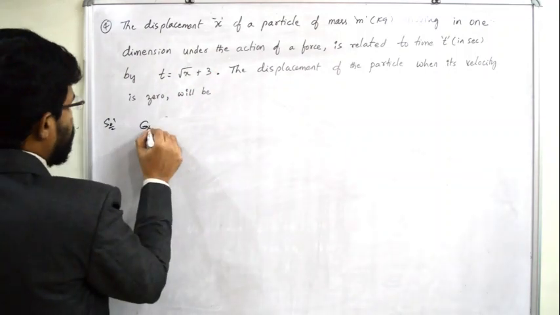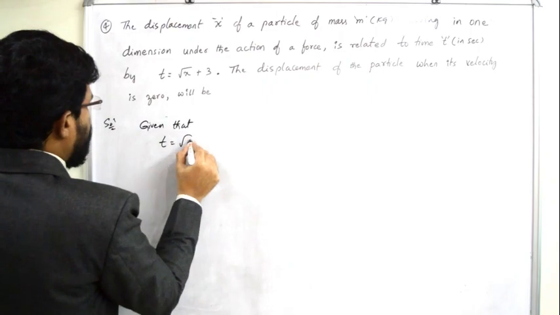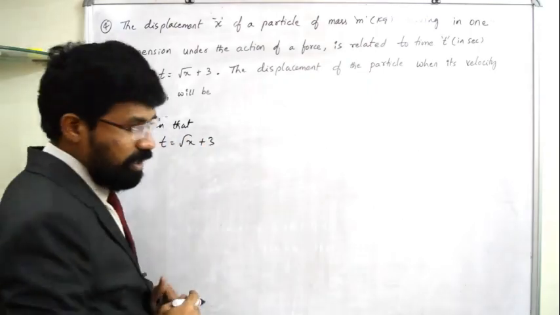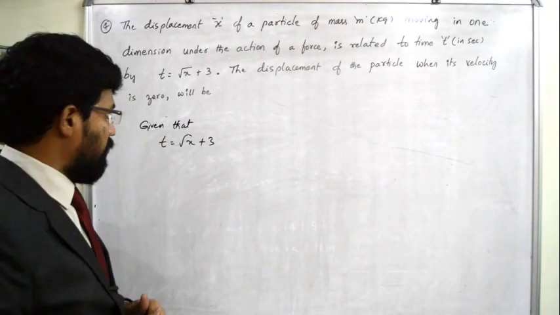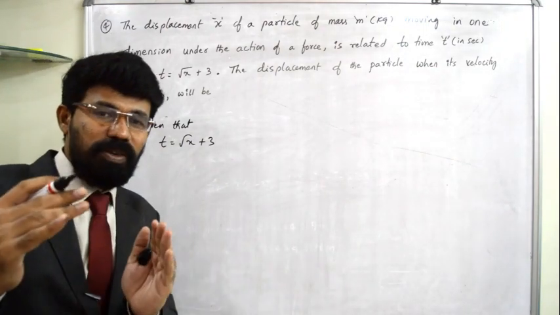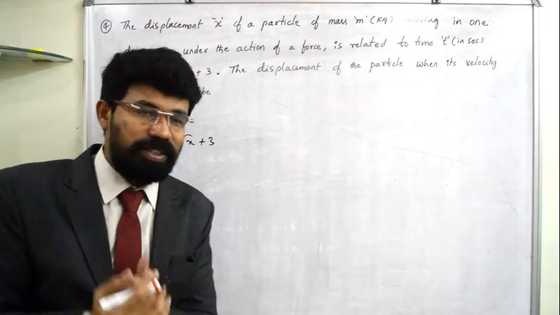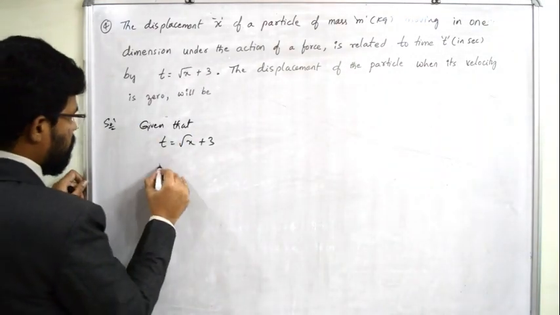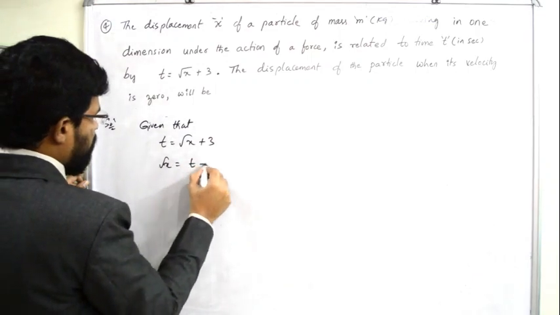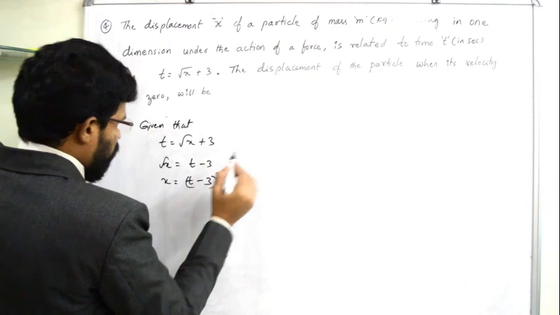Okay. So let us make use of whatever equation he has given. Given that t is equal to under root x plus 3. If I wanted to write an expression for velocity, what I have to do? I need to have an equation for displacement in terms of time. Then I can differentiate that. dx by dt will give us velocity. Okay, so I will shuffle this equation. Under root x equal to t minus 3. So x equal to t minus 3 whole square.